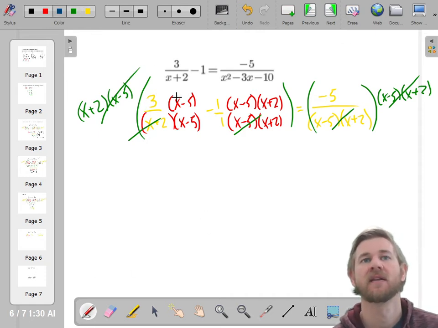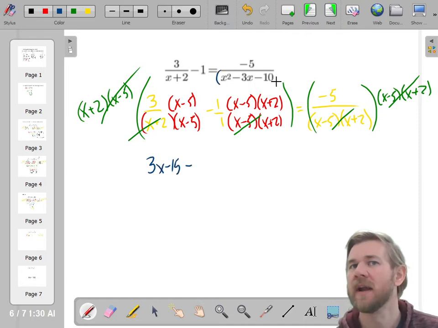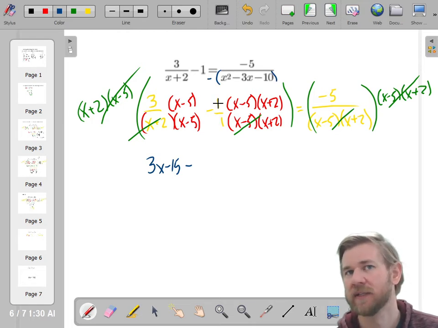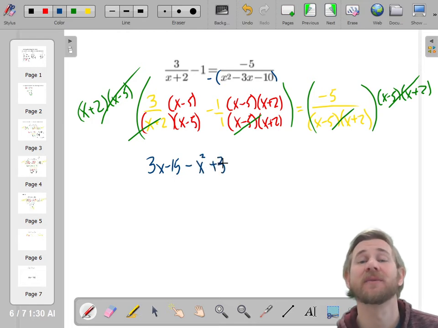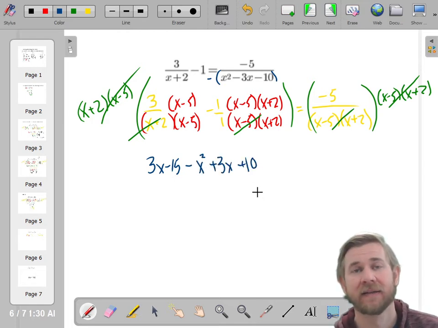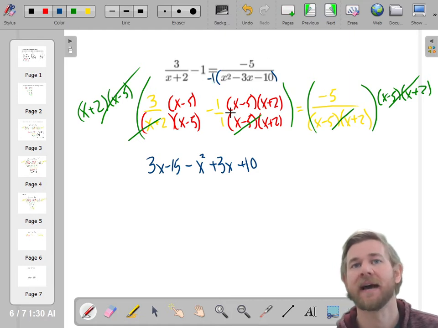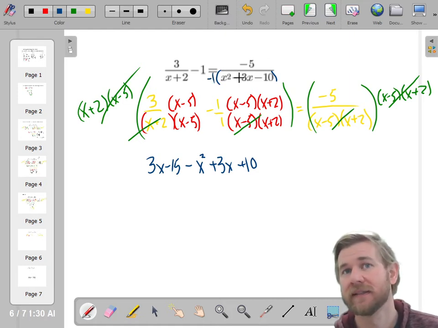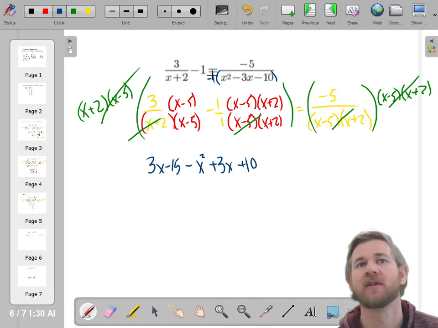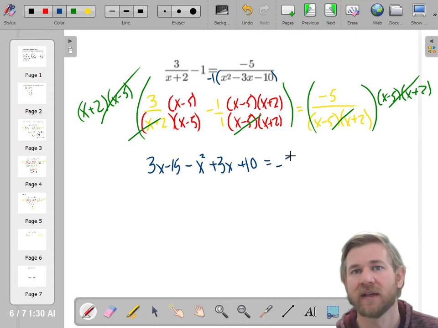So I'll distribute again. 3x minus 15. Now this is a minus. We know what it is when you expand it. But we're subtracting it because it's negative 1 times that. So it's going to be minus x squared, but then it's going to be plus 3x and plus 10. Because you have a negative 1 on the outside of this quantity. This is the same thing. This is the factored form. This is the expanded form. I'm just distributing a negative 1. So it'll be negative, positive, positive. And on the right side, I have just negative 5.